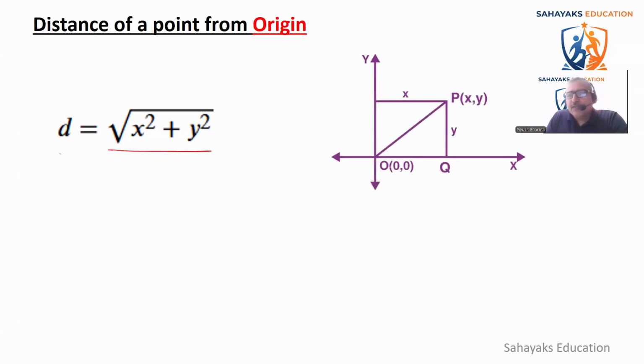So the distance from origin to Q is x, and from P to the x-axis is y. So the hypotenuse comes out to be the square root of x square plus y square, which is the distance between the origin and the point (x, y).